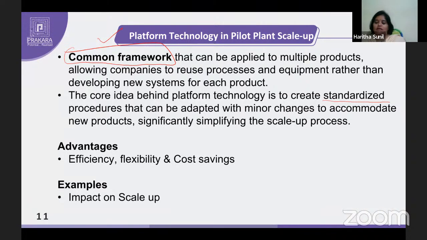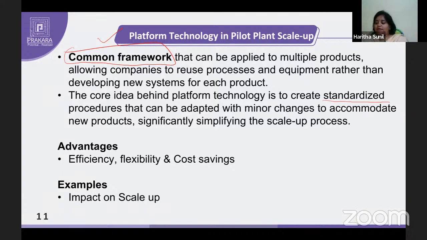Let me give you an example. A pharmaceutical company uses the same platform for tablet granulation, but only adjusts the binder concentration for different formulations. So what happens? You're not changing the granulating machine. However, you're changing the binder concentration. The process remains largely the same, allowing faster validation and approval. That is what we call platform technology, where you are creating a common framework in order to standardize the procedures and also to go for faster validation as well as approval.